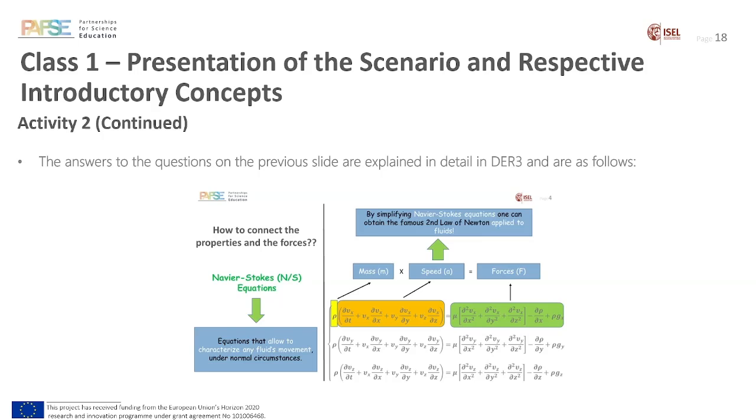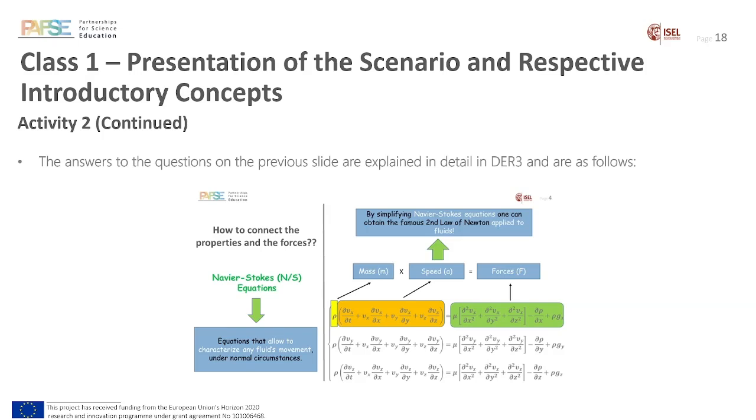We've already talked that to analyze how a fluid flows, we have to analyze its properties, its forces, and how they are related. We already saw what properties we have to analyze to study the flow, and what forces are applied in this case to an airborne particle. Now we have to see how the properties and the forces are connected or related. These properties and the forces that act on the fluid are related through equations, in this case the Navier-Stokes equations, as we can see here. These are the equations that allow us to characterize any fluid's movement under normal circumstances.